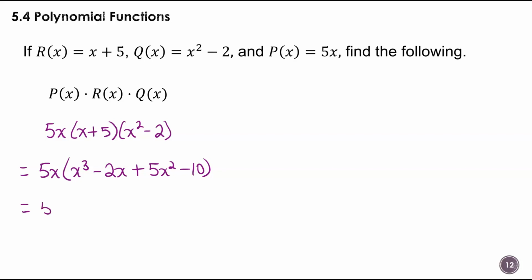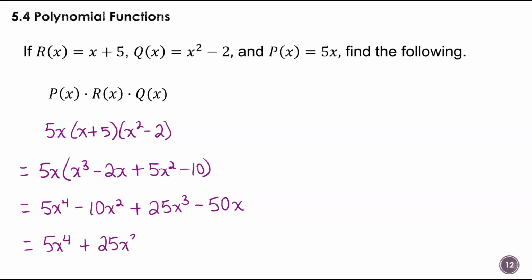So I'm going to get 5x to the fourth minus 10x squared plus 25x cubed minus 50x. You might want to rewrite this in descending order. So I would just switch places with my middle two terms. And then we have it written in descending order. And I mean, it's okay either way, really. I went ahead and went with the order that it was when I multiplied it, but then I rewrote it just to get that descending order.